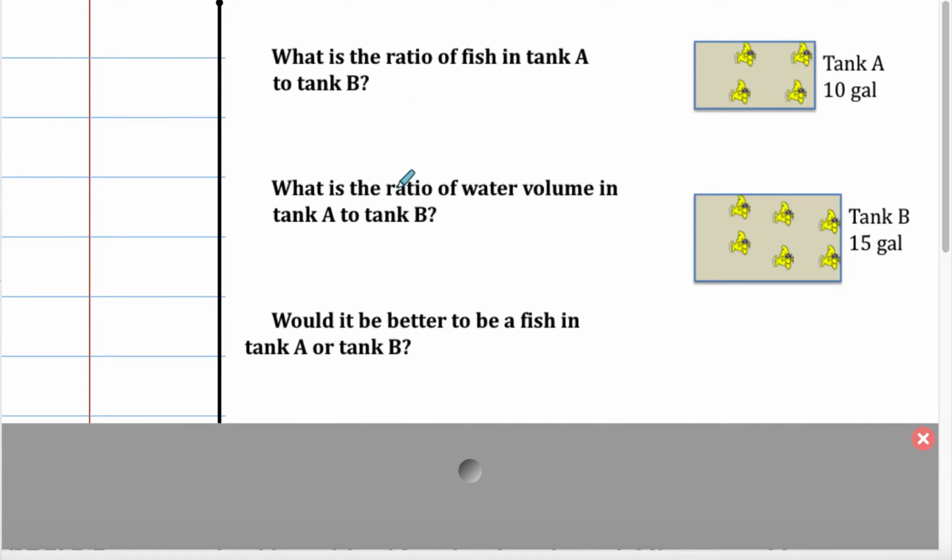So now that you've answered these, let's take a look and see what you got. What is the ratio of fish in tank A to fish in tank B? A to B. So there's 4 to 6, or the ratio is 2 to 3, because I simplified. You can write it any way you'd like. The ratio of the volume of water in tank A to tank B. Well, there's 10 gallons in tank A to 15 gallons in tank B, which, divide them both by 5, that would be a 2 to 3.